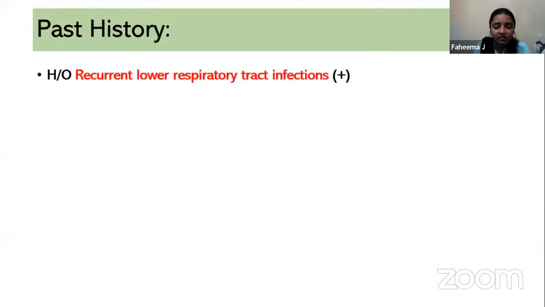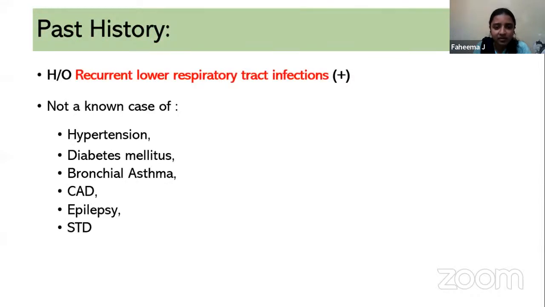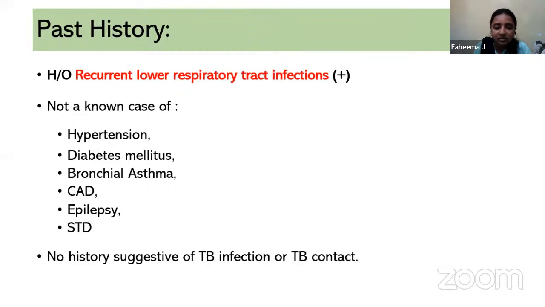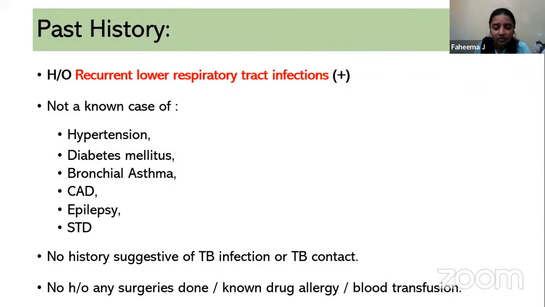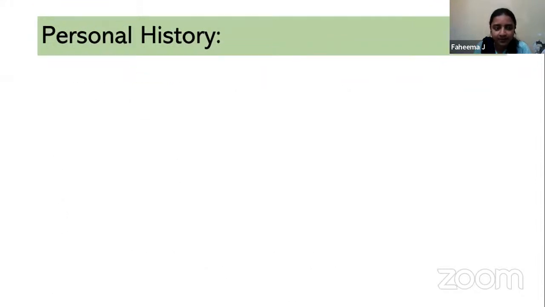Past history, he had history of recurrent lower respiratory tract infections. He was not a known case of hypertension or diabetes or bronchial asthma, CAD, epilepsy, or sexually transmitted diseases. There was no history suggestive of TB infection or TB contact. And he had no history of past major surgeries or no known drug allergies.